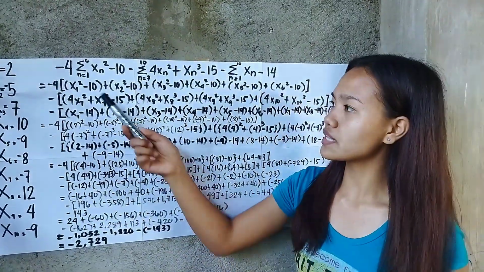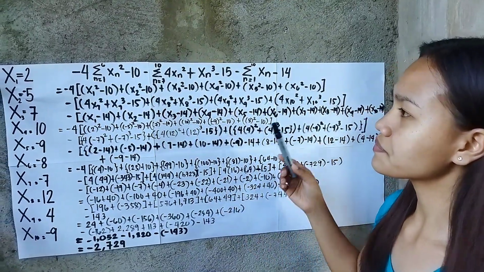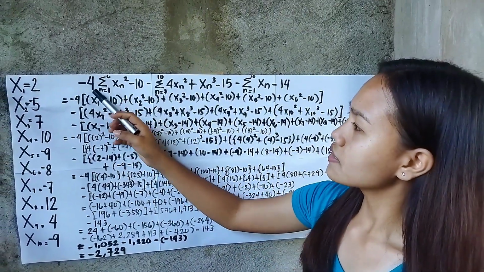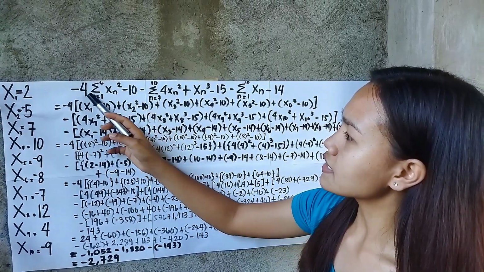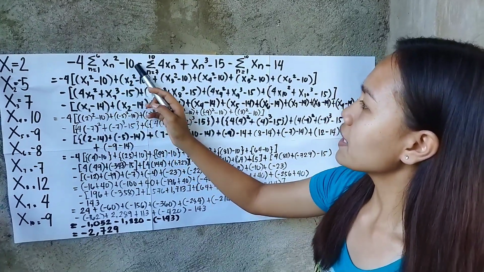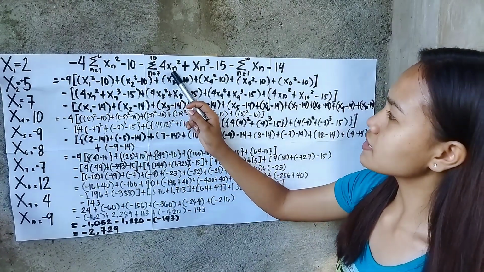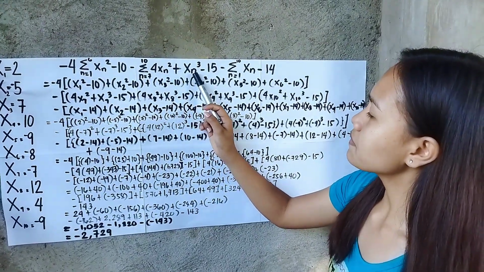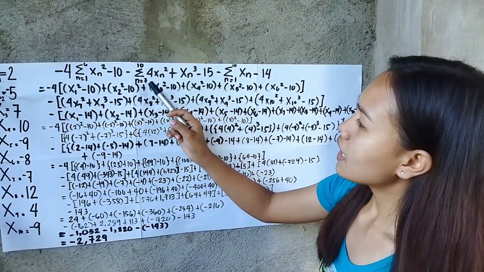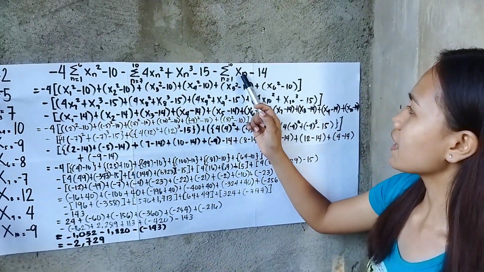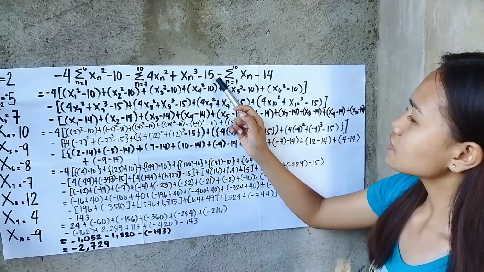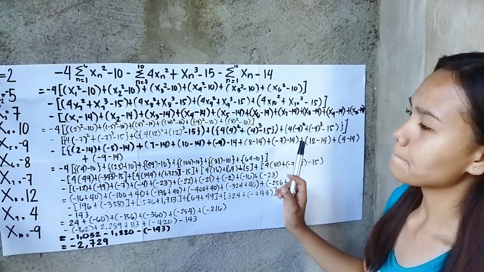And now we will evaluate the given mathematical problem. Negative 4 times the summation of x sub n squared minus 10 as n goes from 1 to 6, minus the summation of 4x sub n squared plus x sub n cubed minus 15 as n goes from 7 to 10, minus the summation of x sub n minus 14 as n goes from 1 to 10.